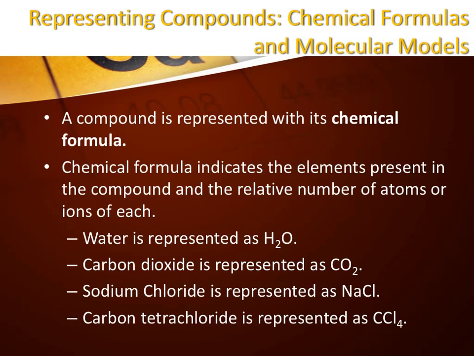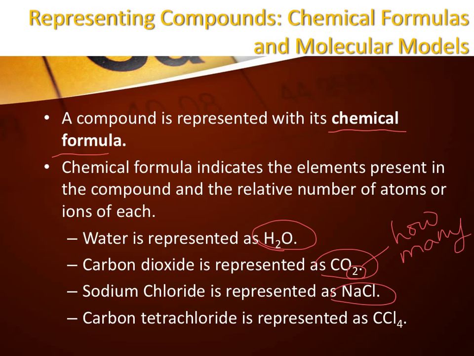Any type of compound is represented with a chemical formula. Now, I'm sure you've seen those, like H2O, CO2, NaCl. You need to make sure you know how to read these. I think they're probably pretty clear. The letters represent the element symbols from the periodic table. The subscripts tell you how many atoms of that element shown are present in the compound.